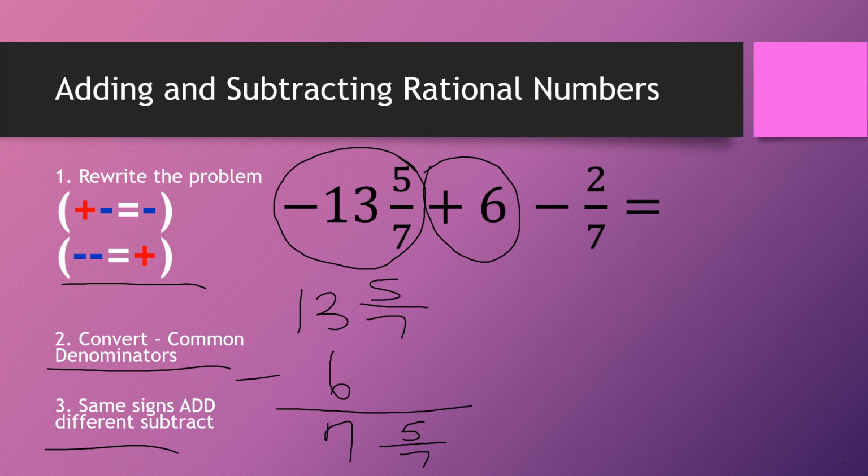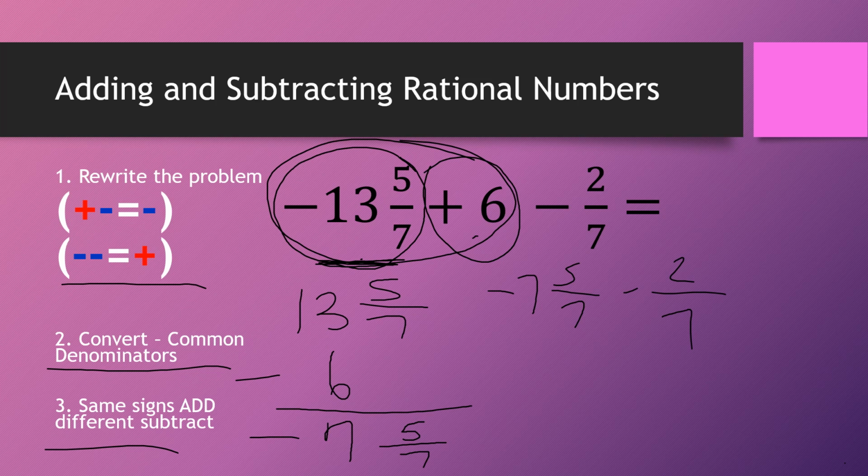Now I look back up here to see whether my answer is going to be positive or negative. I know my answer is going to be negative because the absolute value of negative 13 and 5/7 is bigger than the absolute value of 6. So now I'm going to rewrite the problem. So now I know I have negative 7 and 5/7 minus 2/7.